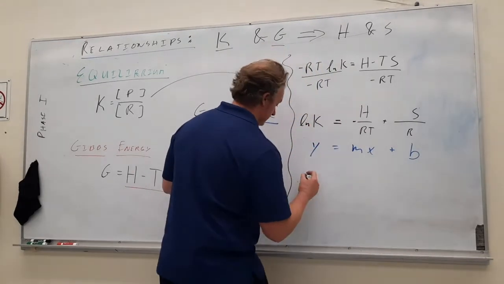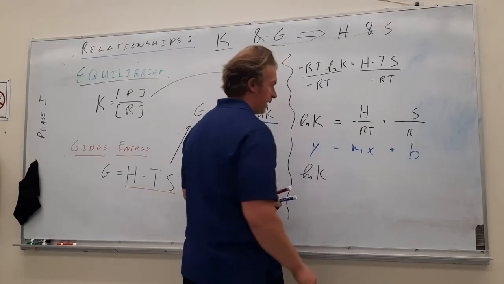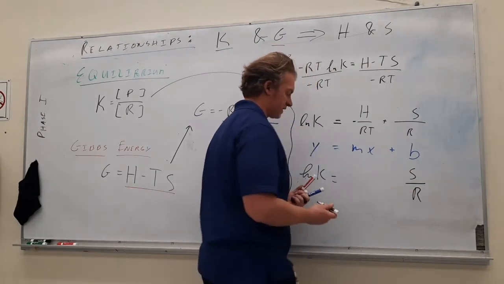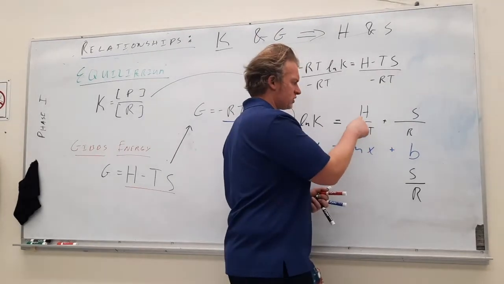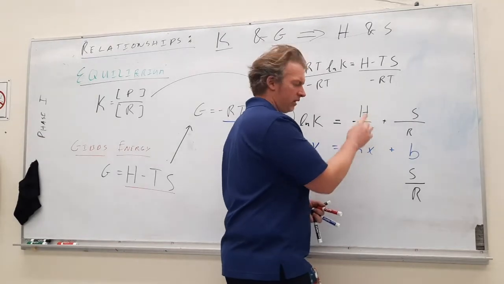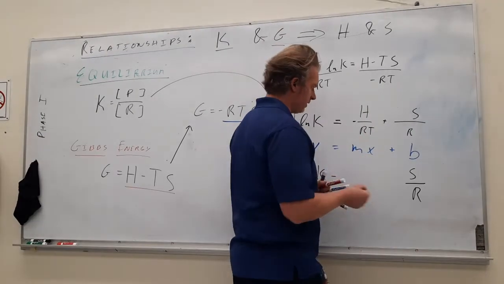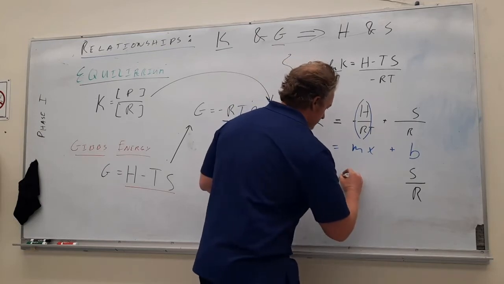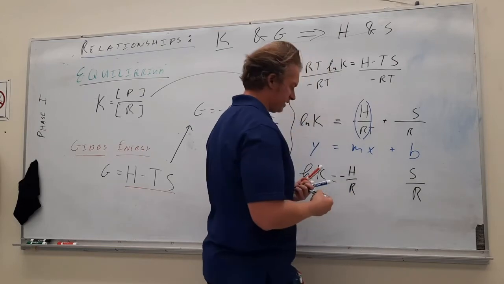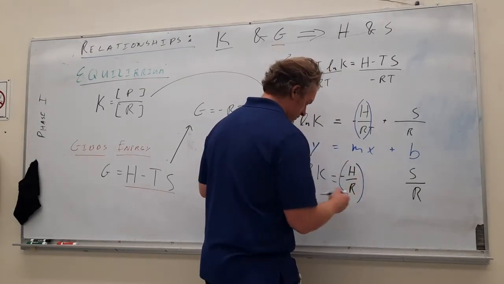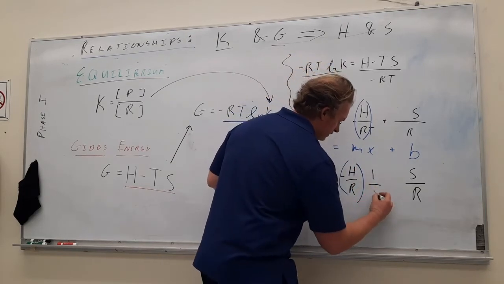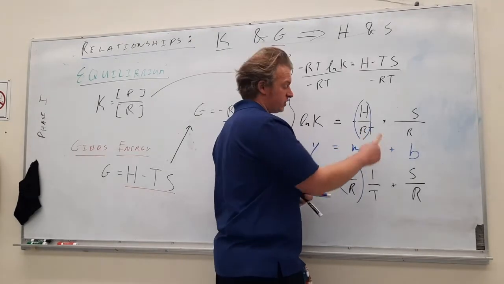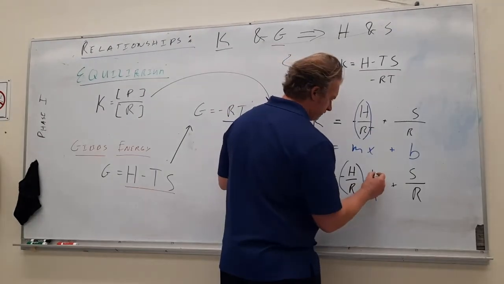I can see straight up that the y is the ln K. And the b is S divided by R. Remember, S is our entropy term, and R is our gas constant. Now, here we have three terms, H, R, and T, and they've got to come up with a combination of m and x. M is negative H over R. That is my m, or slope of the line. And then x is 1 over T. It looks funny, but T is in the denominator here, so it's still mathematically correct.